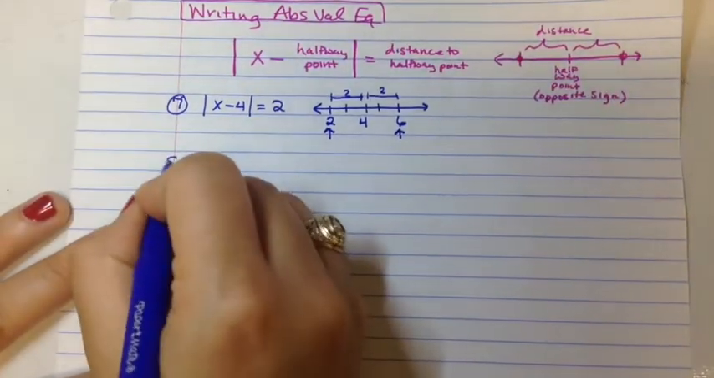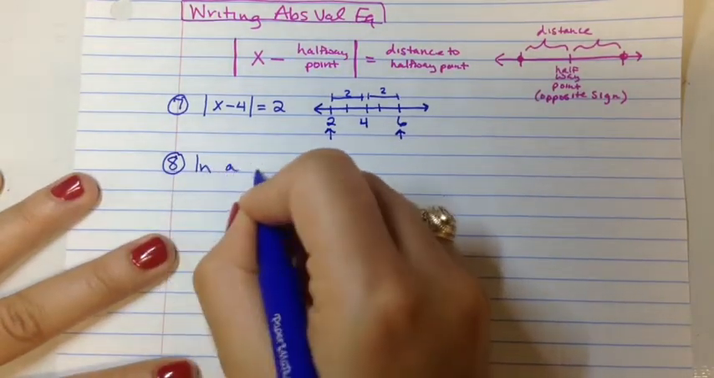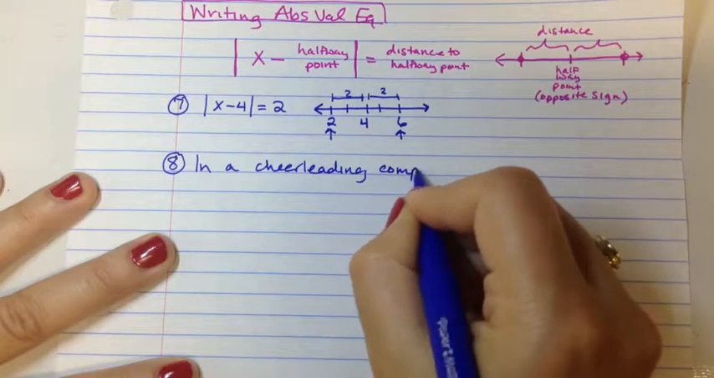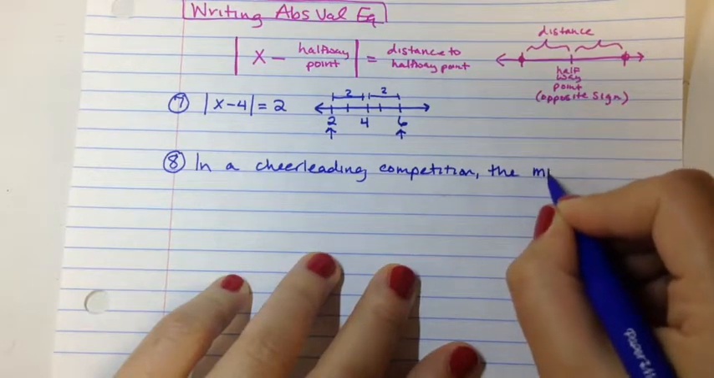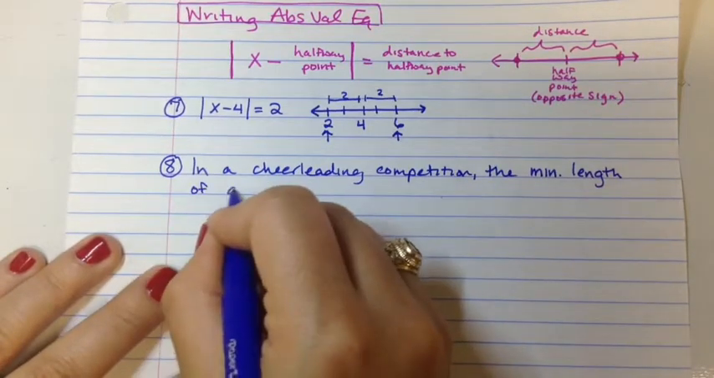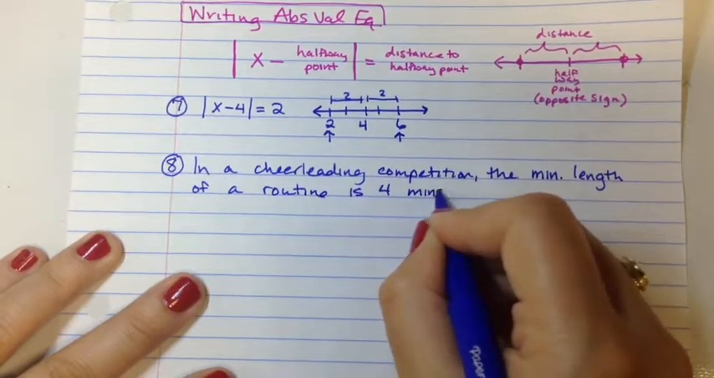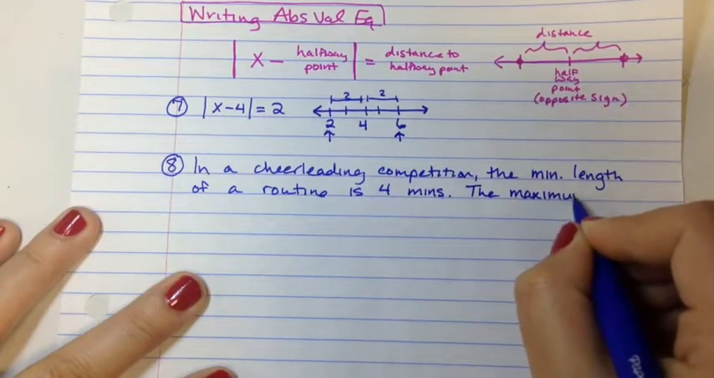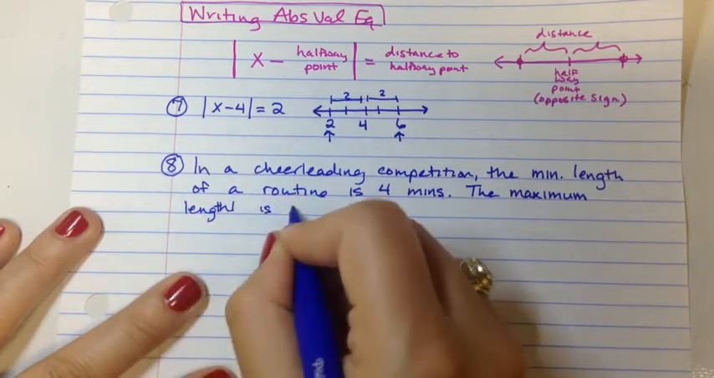We're going to have to write our own absolute value problems when we're given a word problem. So here we go. In a cheerleading competition, usually the minimum length of a routine is 4 minutes. The maximum length is 5 minutes.